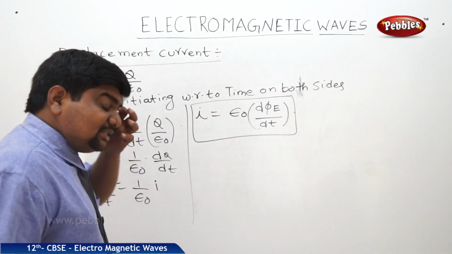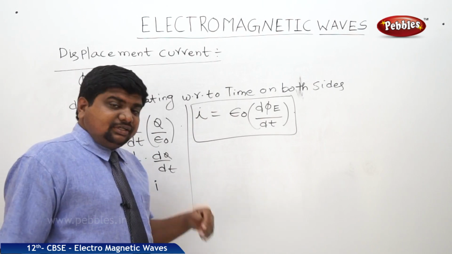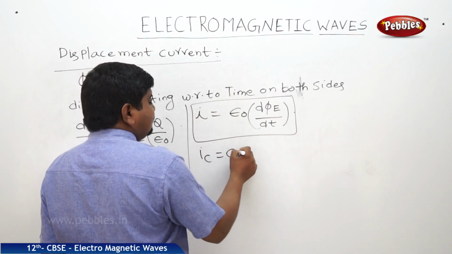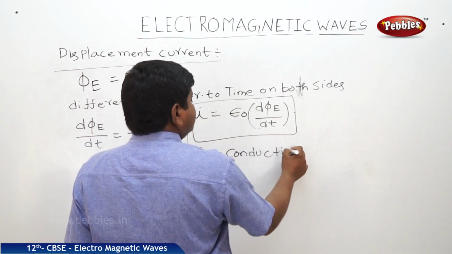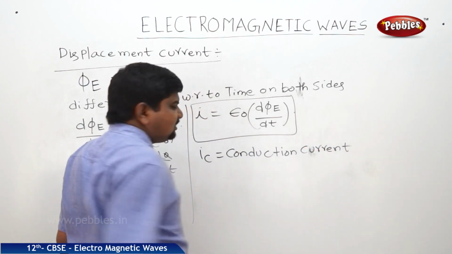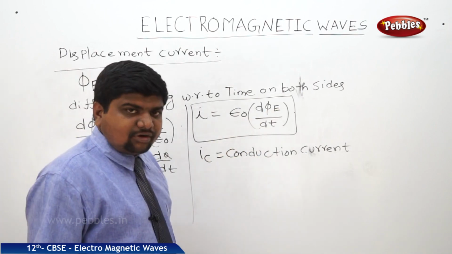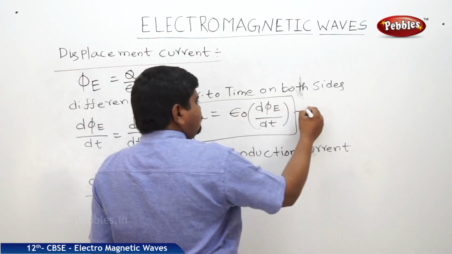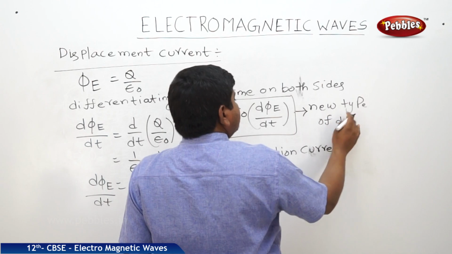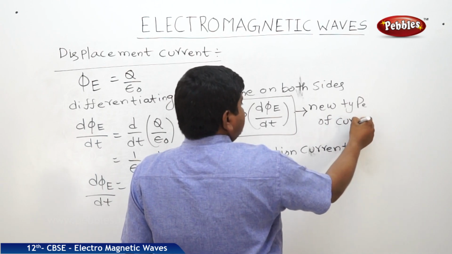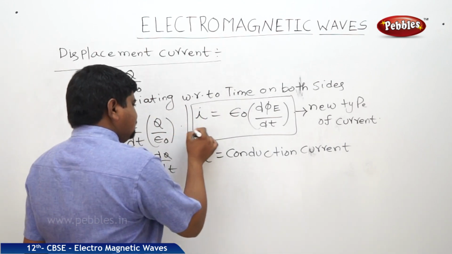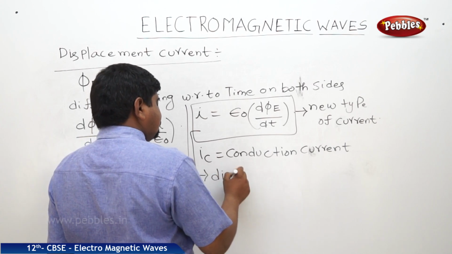Actually, between the capacitor plates, if flux is exchanged, that causes the conduction of the current. That's why that current is called IC, conduction current. Conduction current is not dependent upon the flux or epsilon naught. Means this is a new type of current. Mr. James Maxwell, after analyzing all the experiments, he said this one as displacement current.